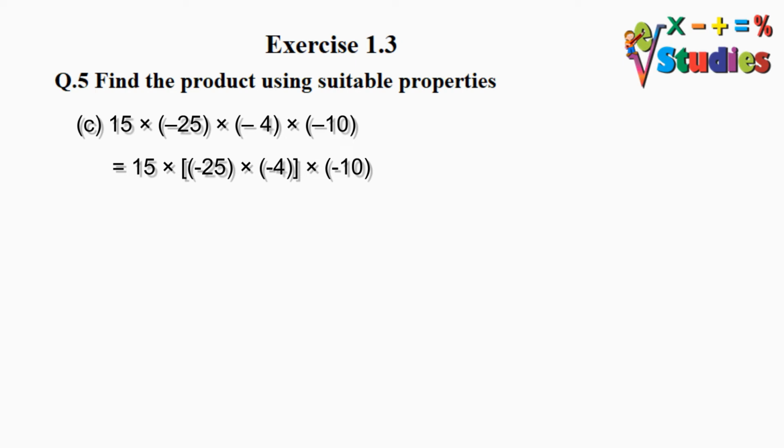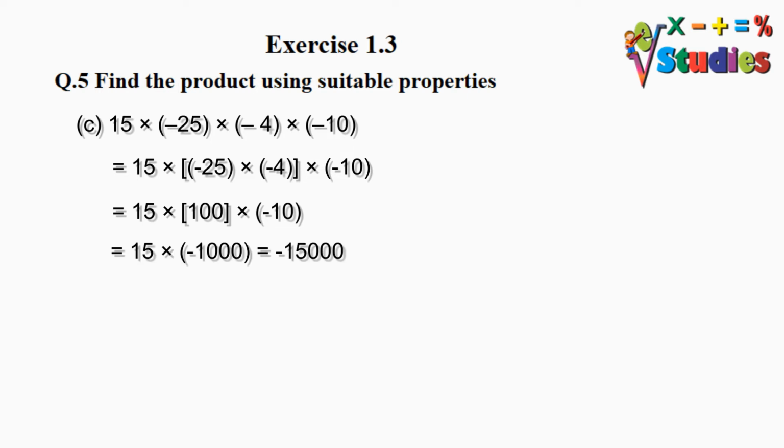Should I choose 15 and 25, or should I choose 25 and 4? Otherwise, at the end, should I choose 4 and 10? Which combination should I use? I think I should use 25 and 4 first. So if I multiply these two numbers, I would get 100. Then I would multiply positive 100 with negative 10. That will give us negative 1000, and then positive 15 multiplied by negative 1000 will give me negative 15,000.